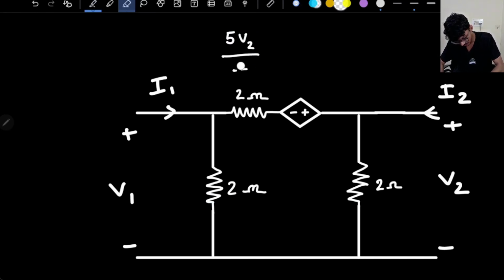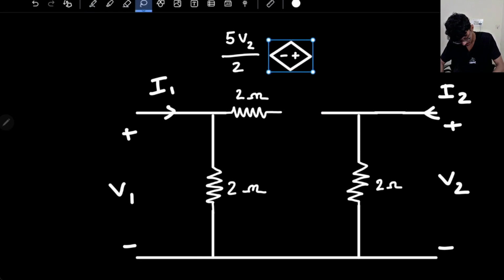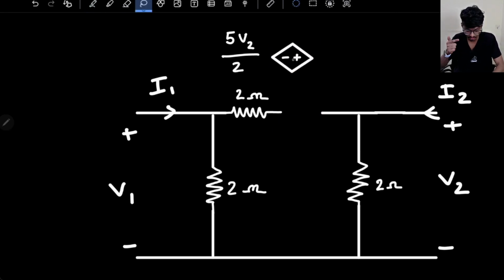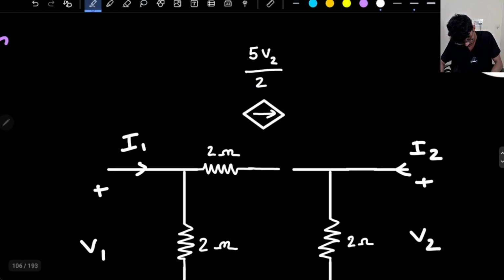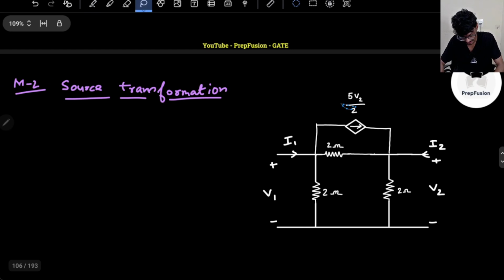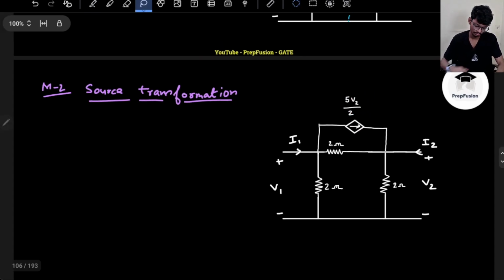and the internal resistance will come in parallel with the current source now. So this will be here, and the direction of the current will be going outward from the positive terminal, because it is a source, so it will deliver the power. So it will be going outward from the positive terminal, and the resistance will be the same. This is the current source basically.